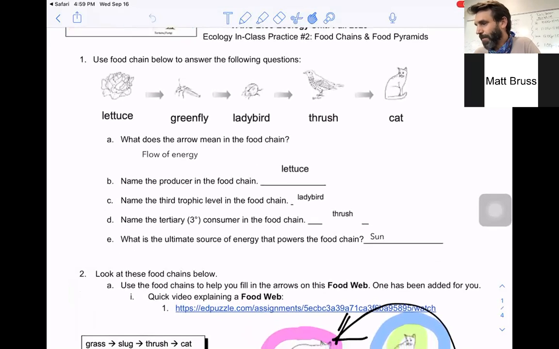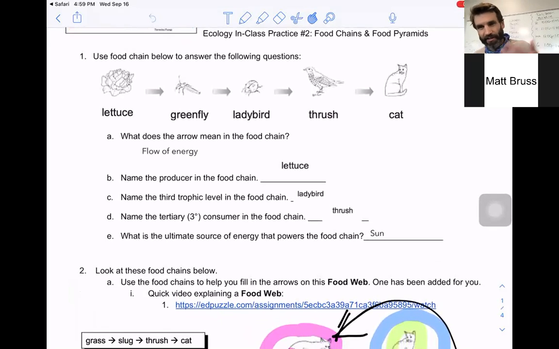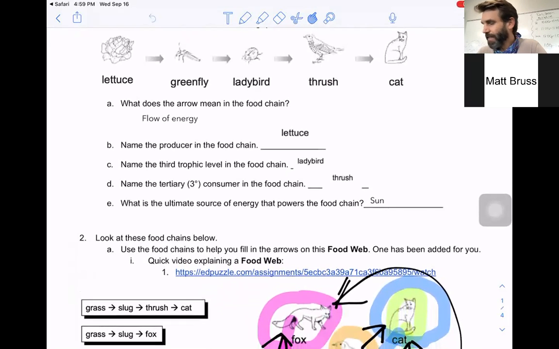And then we said, what's the producer in this? This is just to get a little more practice with knowing the components of a food chain. The producer in this is the lettuce. And then we started getting into maybe some new terms for us. So name the third trophic level in the food chain.